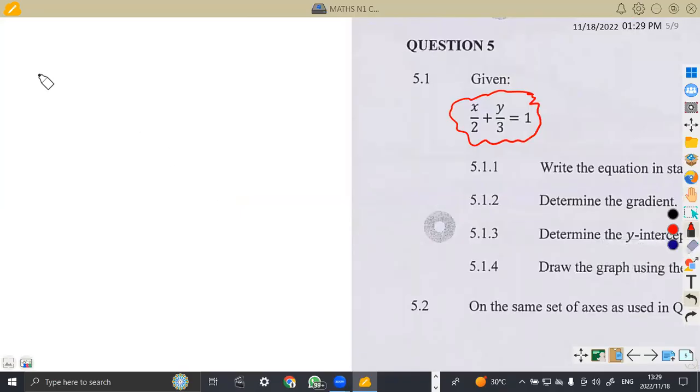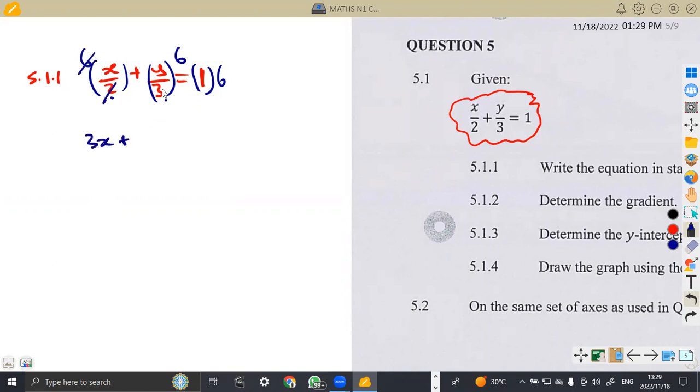Equation, which is 5.11. So we've got x over 2 plus y over 3, which is equal to 1. So the LCM or the LCD of the fractions, we've got 2 and 3, which is 6. So we have to multiply this by 6, multiply this by 6, multiply this by 6. So what do we obtain by doing this? We can cancel here the 2 and the 6, that's 3x. The 3 and the 6, that is 2y, which is equal to 6.